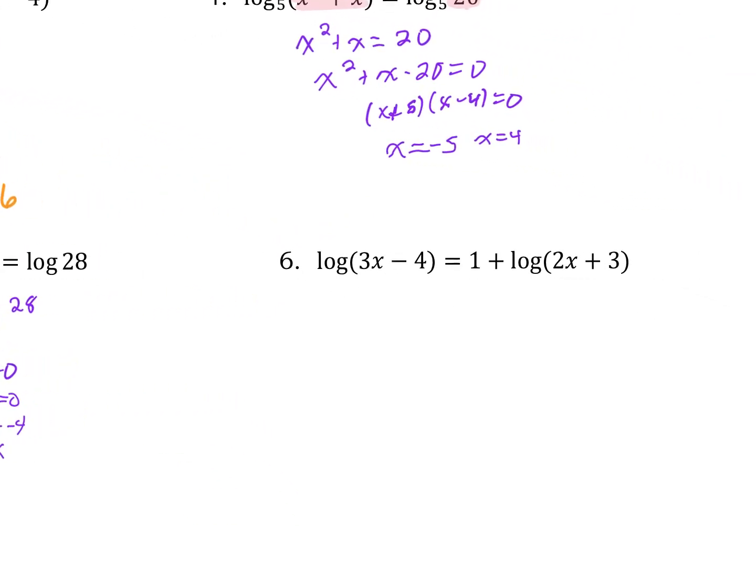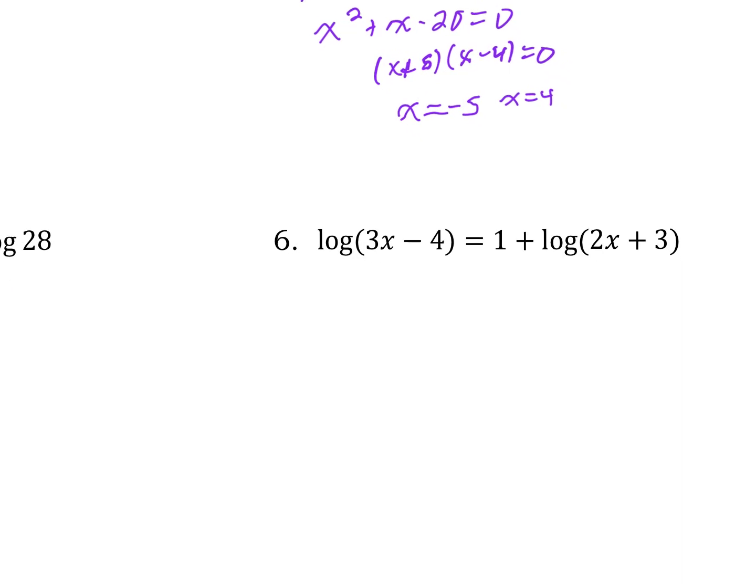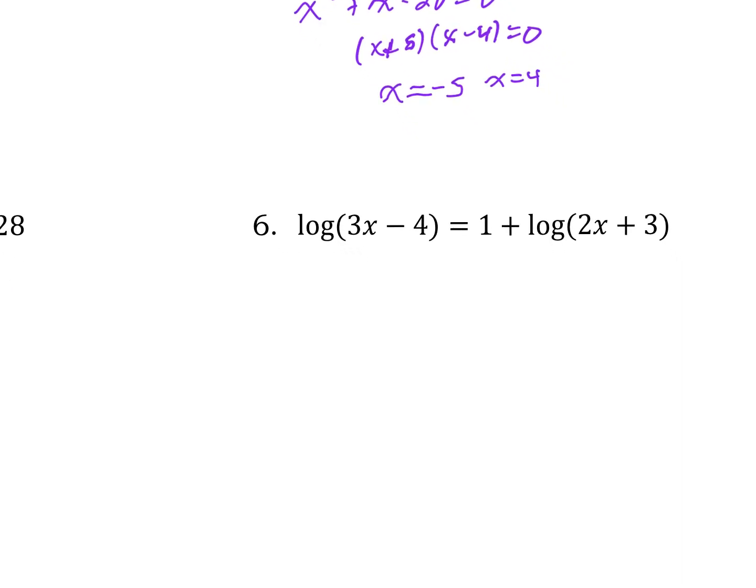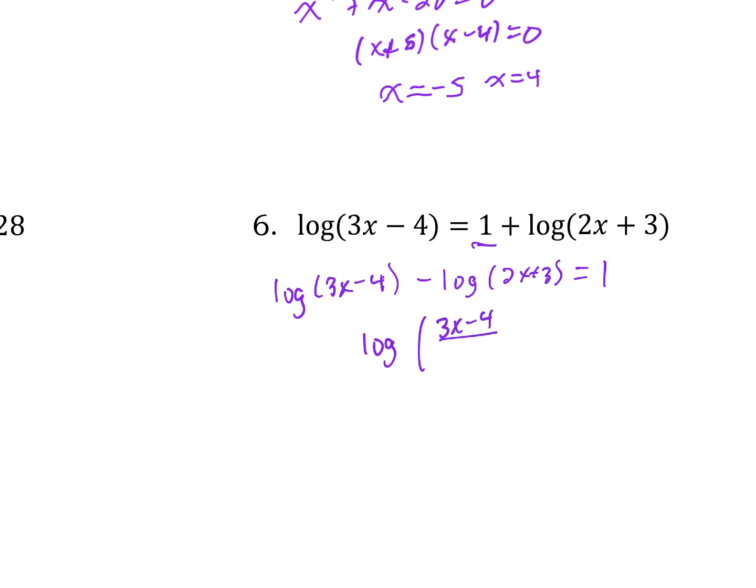Last example of this type. And actually, if you notice, this one's a little bit different. We have this extra number that's getting added here, so we've got to do a little bit of manipulation here. So we're actually going to keep this here. We can subtract this log of 2x plus 3 and move that to the other side. Now, using our properties, we see that subtraction, so that means we're going to rewrite using division. So we get log of 3x minus 4 all over 2x plus 3 equals 1.